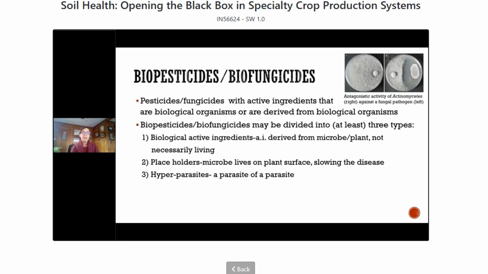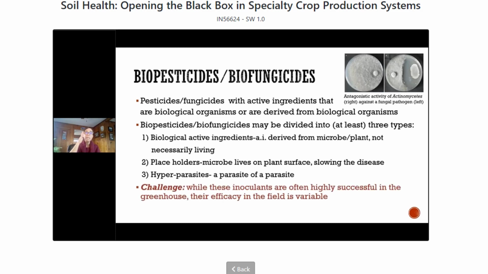So there are a number of biopesticides and biofungicides, tons of them coming on the market now. These can be derived from the beneficial microbe themselves or some compound that the beneficial microbe produces, like some of these antibiotic compounds. So there are several different types of these microbial biopesticides or biofungicides, with different modes of action. But again, as I mentioned earlier, the challenge is that while these inoculants can be highly successful in the greenhouse, when we take them out to the field, it's often really variable.